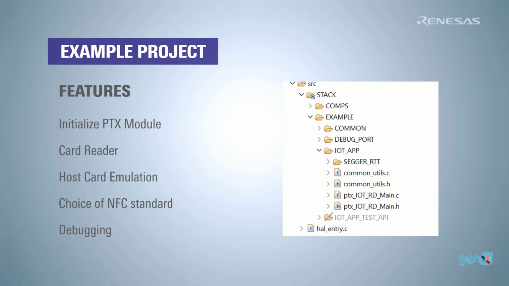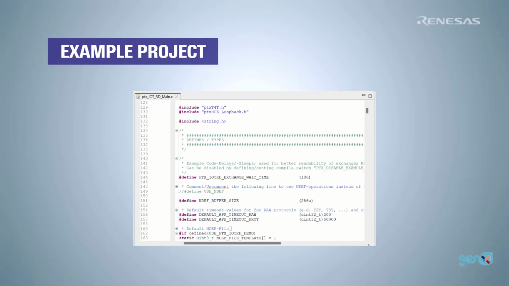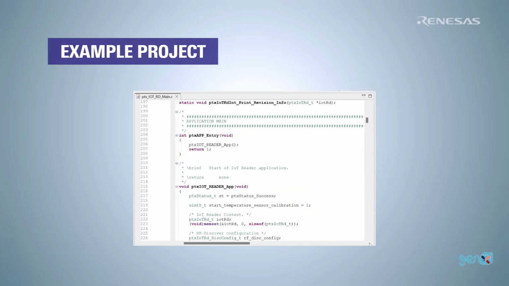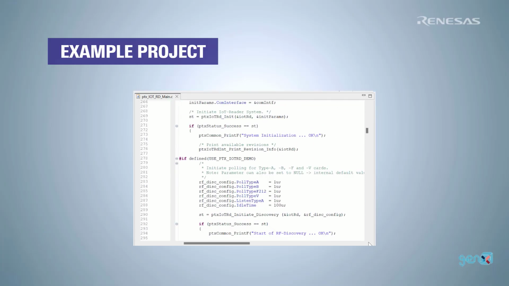This example project provides a blueprint for IoT applications, showing the appropriate use of different APIs associated with the PTX module. As primary functionality, the example project has card reader as well as host card emulation. Developers can also choose to enable different NFC protocols, making the application compatible with various types of cards. The application contains functions to handle different NFC protocols and can be used to detect different types of cards.